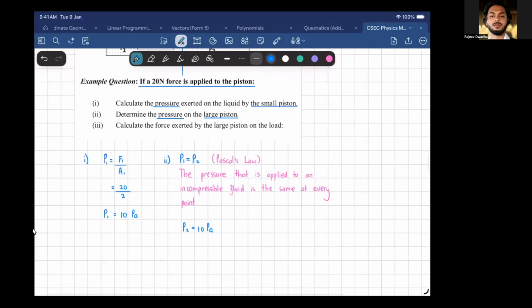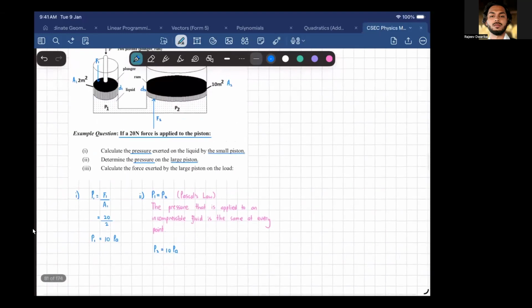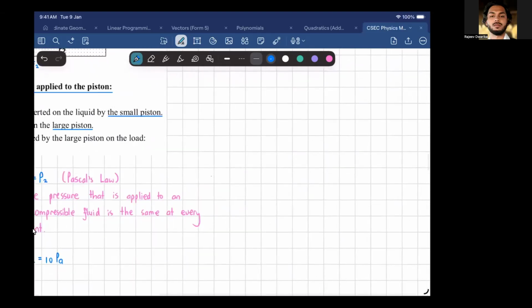Okay. All right. It's the same pressure, right? And the reason for that is because it's an incompressible fluid. You can't compress it. If you apply a pressure at one point, it'll be the same pressure at another point because you can't compress it. Understand? Yes. Okay. Part 3 now.